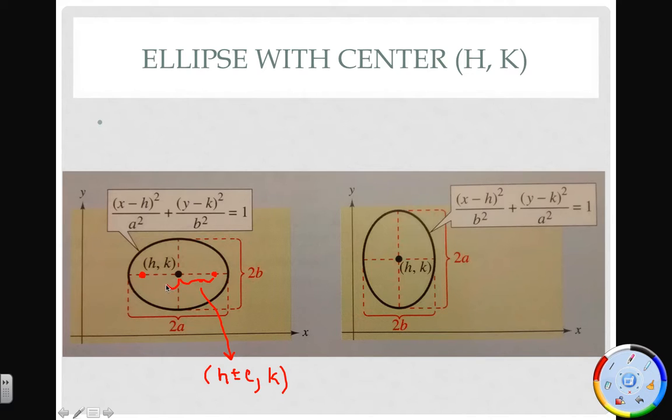And then the vertices, going out to the a value here, so this is a distance of a, the vertices are going to be (h plus or minus a, k). So that's to find the vertices. And this over here is to find the foci.